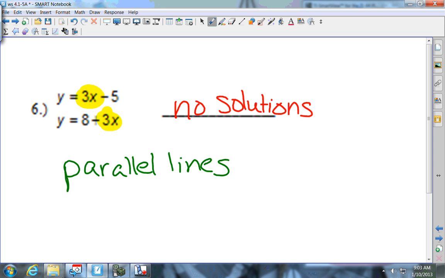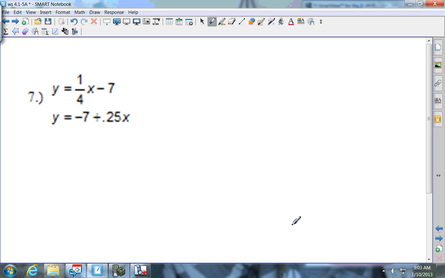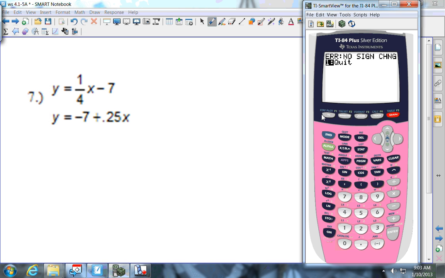There are 2 more that we're going to use on the calculator. So let's see the next problem. Right here, put this in the calculator and see what you get. Whoop, let me get out of here. There we go. All right, I've got 1/4, 1 divide 4x minus 7. And in y2, I have -7 plus 0.25x. Let's press graph and see what it looks like.